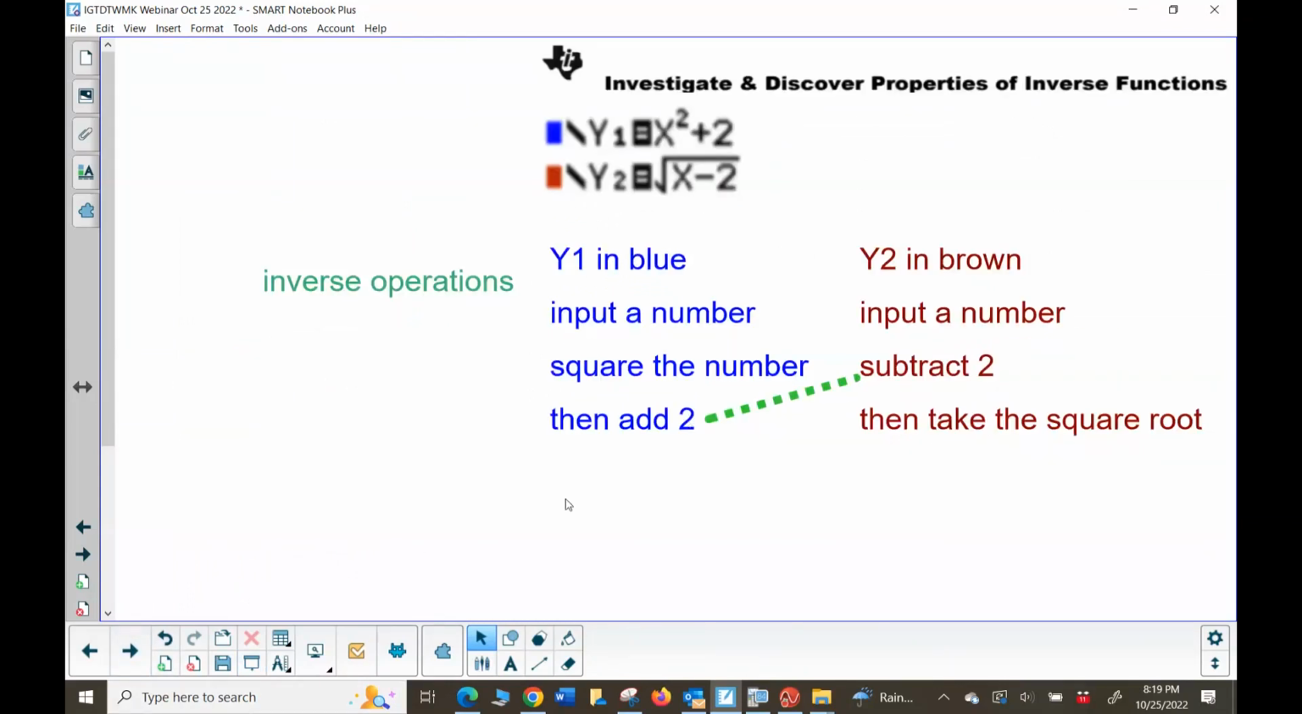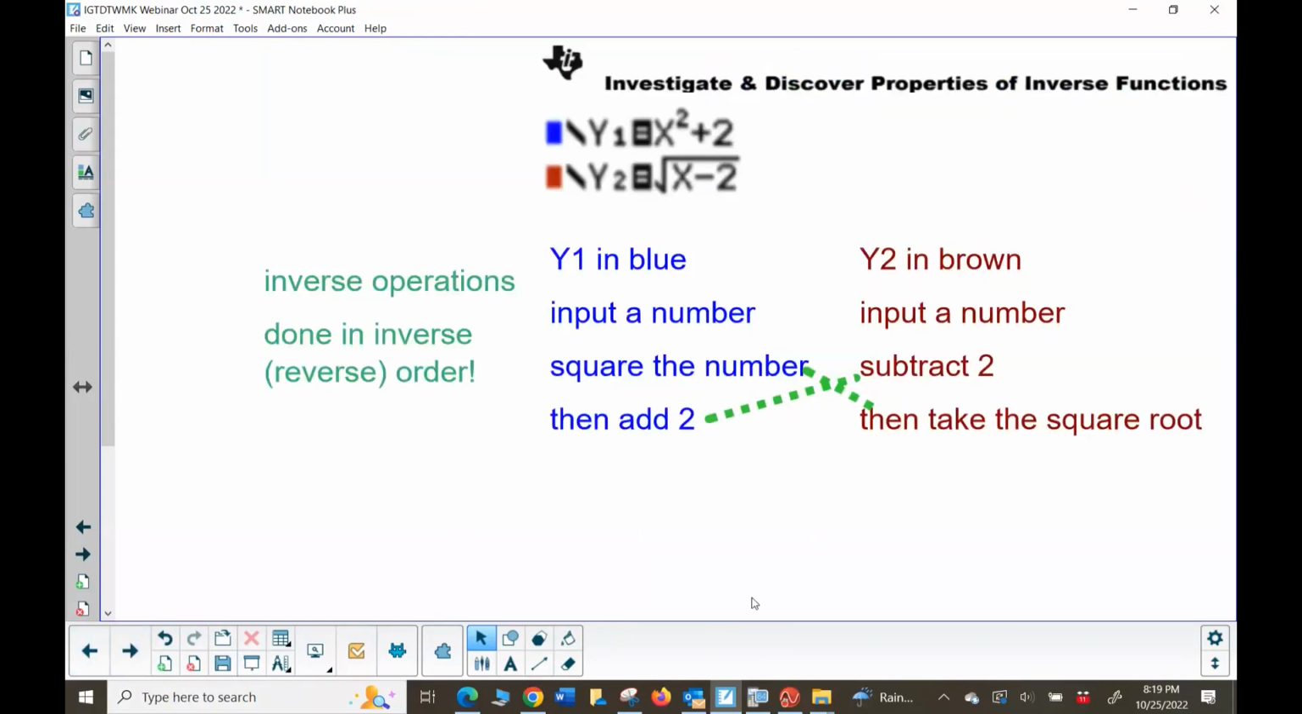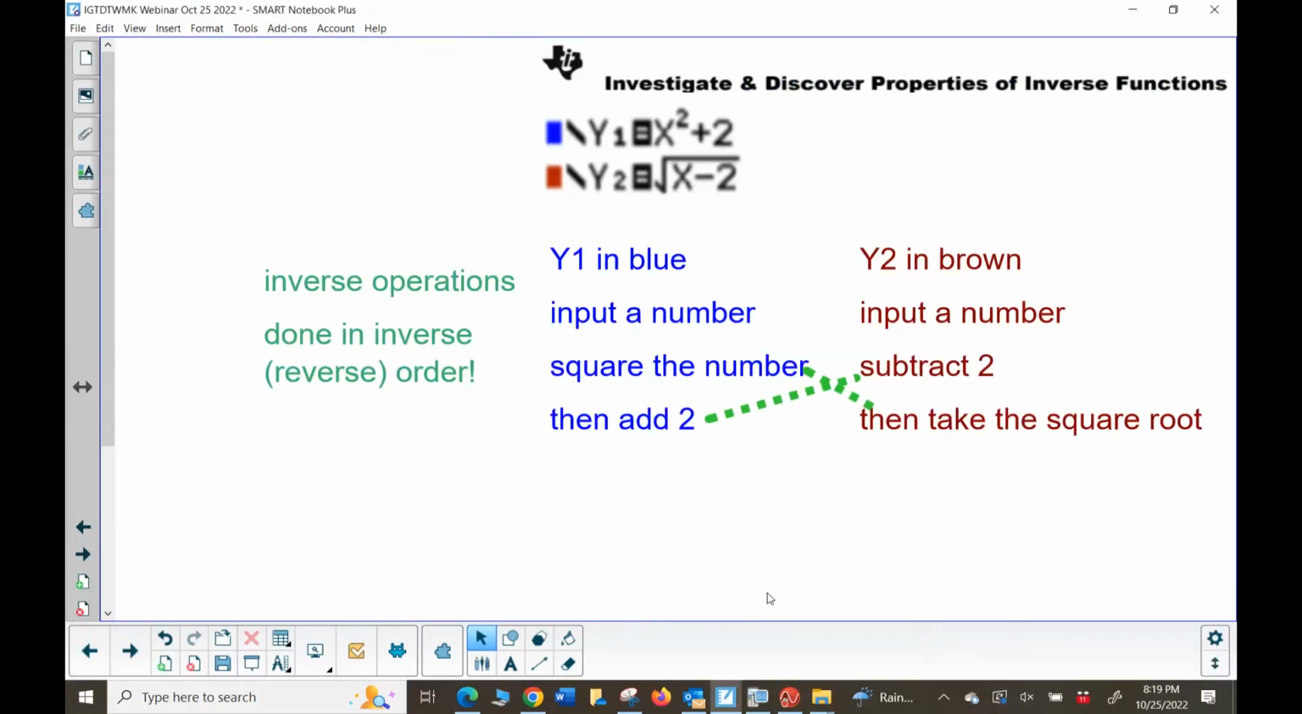These are inverse operations, and we're doing them in inverse or reverse order. I think that's kind of important to see. So, questions, comments, or suggestions? An analogy could be putting on socks and shoes and then... Yeah, we had an analogy from Rebecca. Okay.